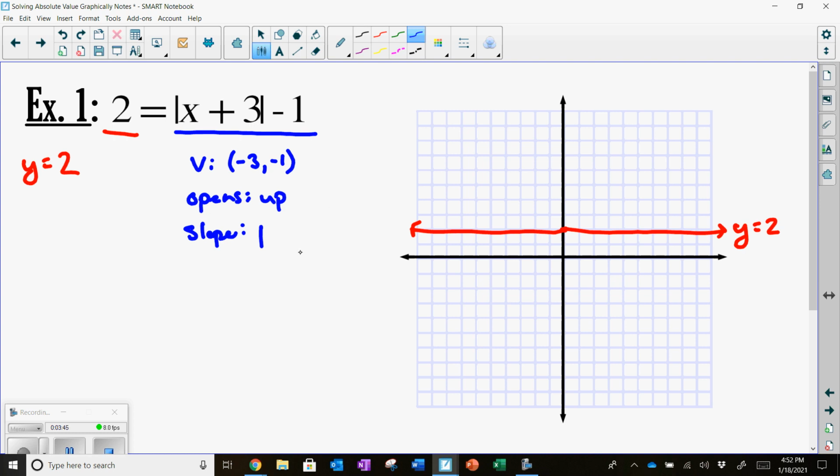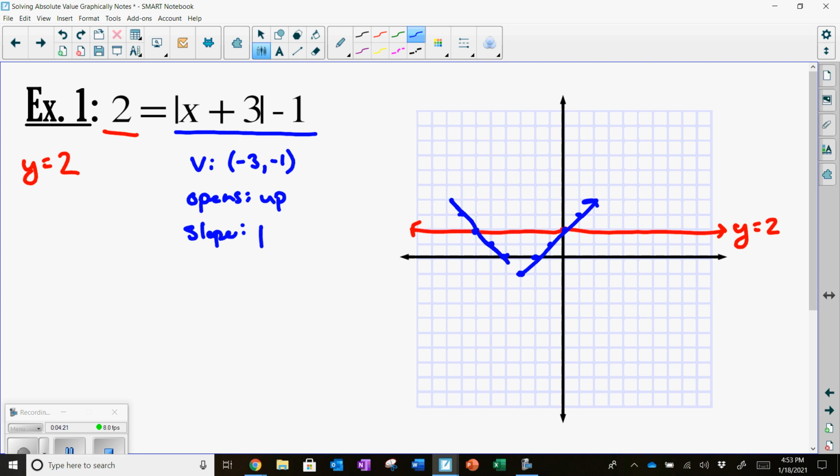So let's go ahead and graph this. I'm going to go to the point where the vertex is -3, -1. So 1, 2, -3, and then -1 is down here. If the slope is 1, I go up 1, right 1. Then from there, up 1, right 1, and again up 1, right 1, and again up 1, right 1. And you can see I've got one point of intersection already. The other side is going to be up 1, left 1, repeated again and again. And again, you can see my multiple points of intersection.